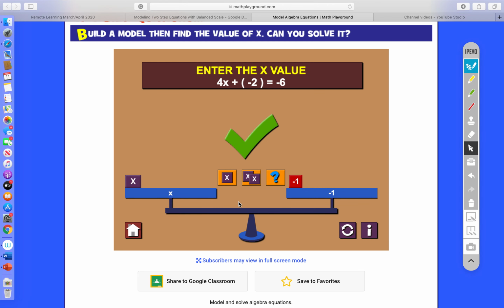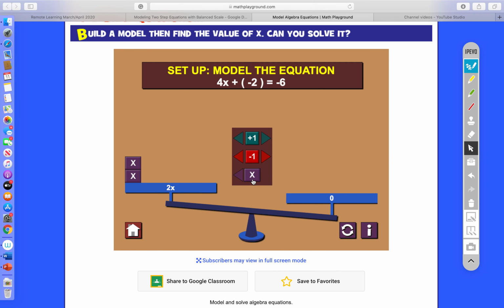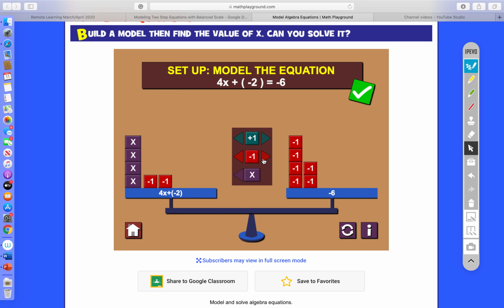So let me go back to the equation, and let me go back to the question mark. If you click the question mark, it'll still have the two-step equation that you created, and you can set up your equation again. Nope, I messed up there. I put an extra -1 there. I only need 2. And then here I need 6 -1s. All right. Equation's balanced.